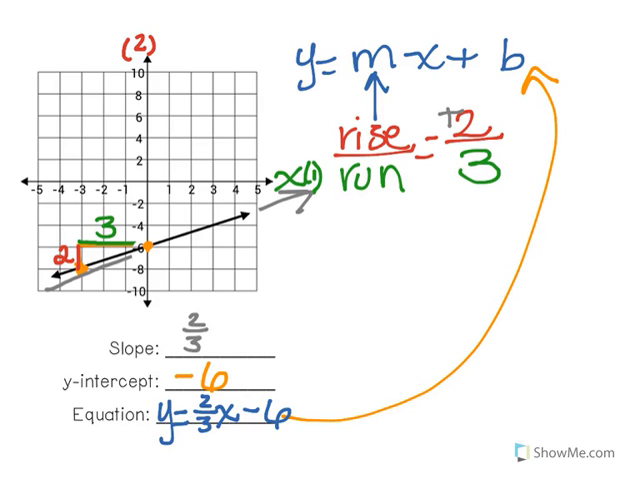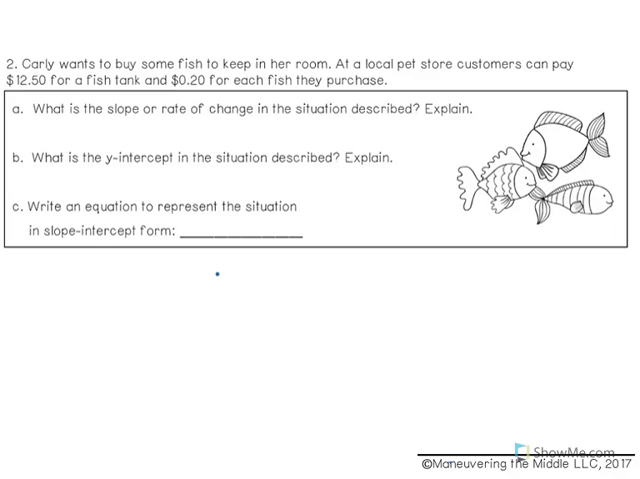Let me see if I have another problem to practice with. Okay, let's try this problem. This is the word problem. So Carly wants to buy some fish to keep in her room. At a local pet store, customers can pay $12.50 for a fish tank and 20 cents for each fish they purchase.